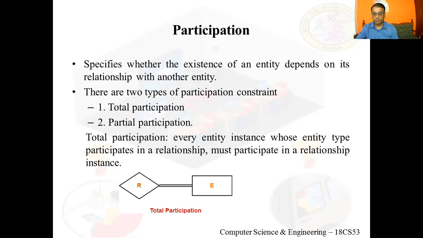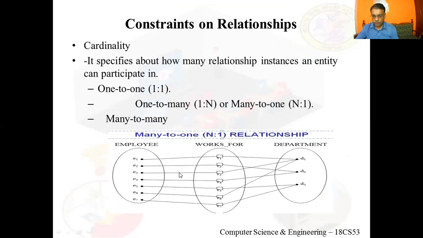Total participation. So just read through this. Every entity instance whose entity type participates in a relationship must participate in a relationship instance. Let's go for employee. Now the participation of employee in the works for relationship type is total. That means all the instances of the employee entity type are participating in the relationship type. It specifies the minimum number of relationship instances. What is the minimum number here? 1. If the entity employee exists, then it has to work for some department. So this is called total.